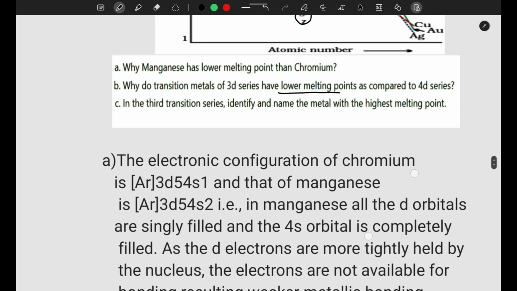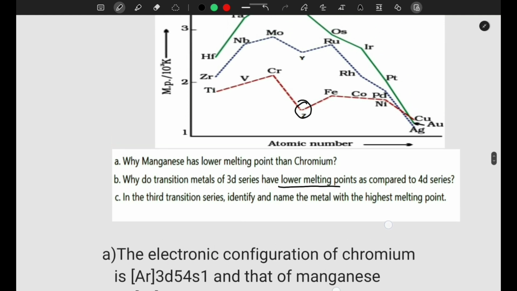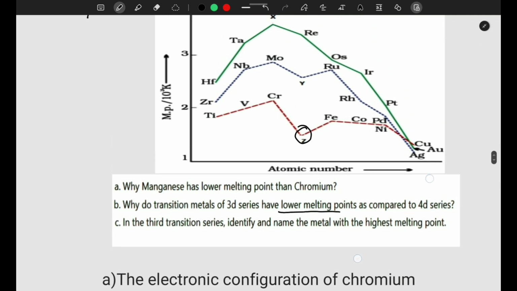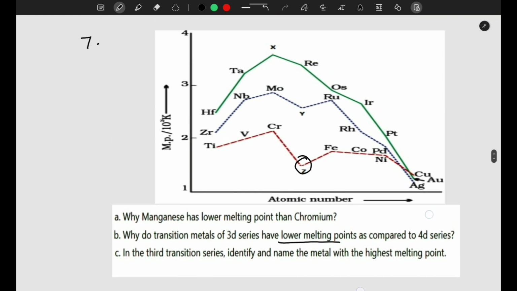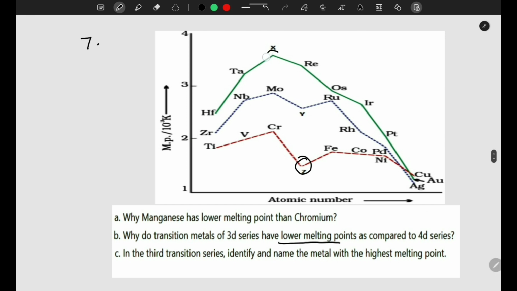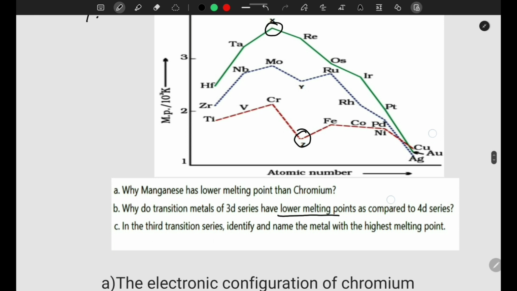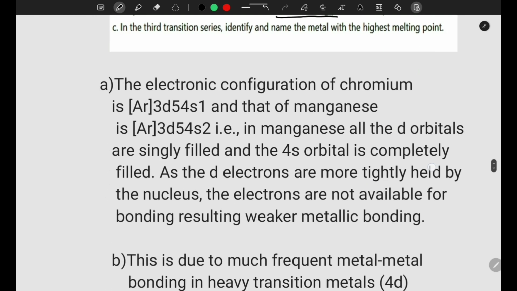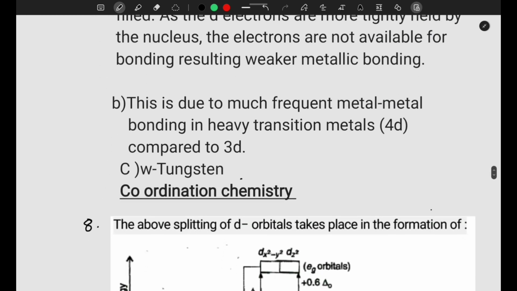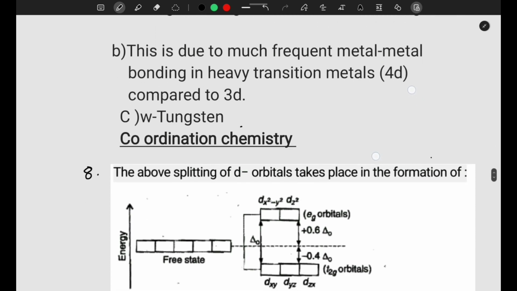Now, the third question, in the third transition series, identify the name of the metal with a high melting point. So here this metal is tungsten only. Tungsten has the highest melting point in the third series. So the element is tungsten.